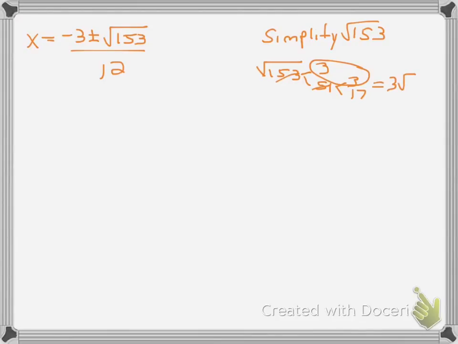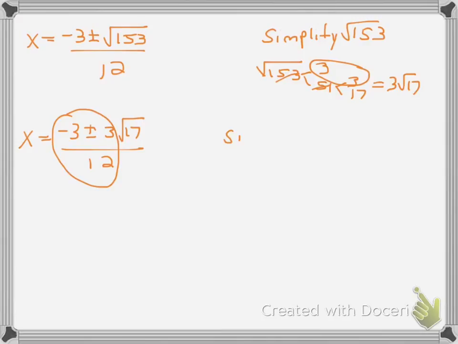So right now, the square root of 153 simplifies as 3 square root 17. So now I'm going to rewrite this equation. It becomes negative 3 plus or minus 3 square root 17 all over 12. Now, every number on the outside of the square root, the negative 3, the 3, and the 12, we are going to simplify. I want to look at all these numbers and see if I can divide each of these 3 numbers by something.